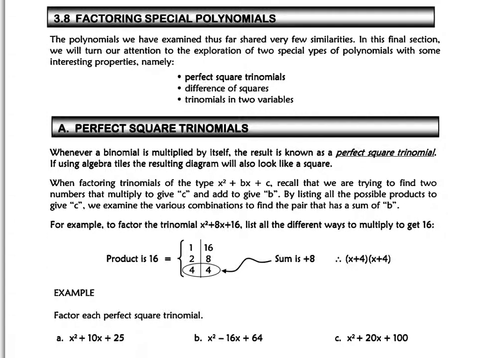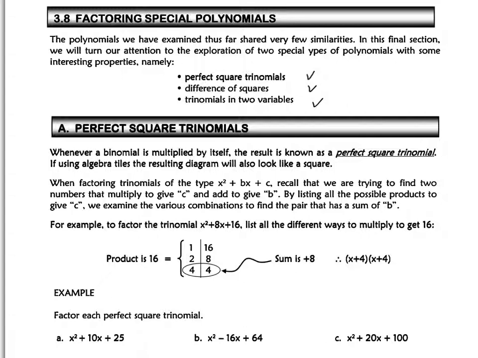So the three types that we're going to be looking at are perfect square trinomials, difference of squares, and trinomials with two variables. When we did that worksheet that day, we did some difference of squares and the trinomials in two variables. We had them as star problems, but we did them in class. So we're going to actually cover them in a little bit more detail here now, or ones that are a little harder.